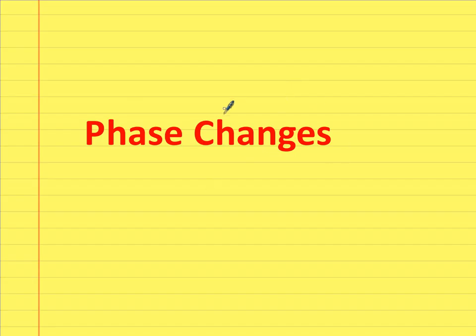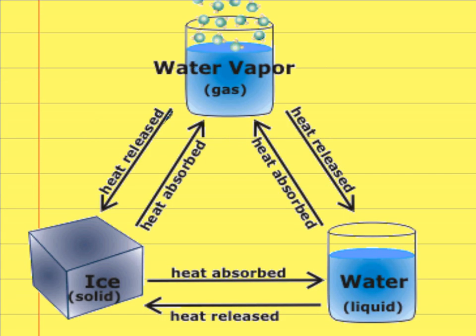Talk about the heat that is added or taken away during phase changes. Now, let's just look at water. Water has three phases. All matter has three phases. Ice is the solid phase, water is the liquid phase, and then water vapor is the gaseous phase. So if we start with ice and we add heat, we go from solid to liquid.